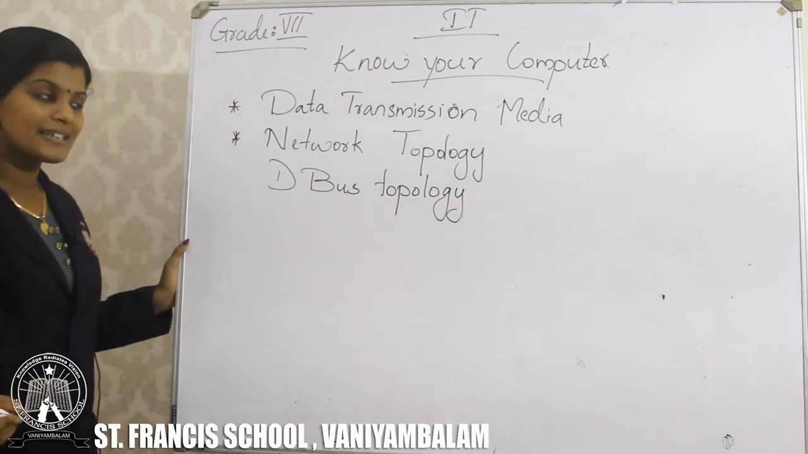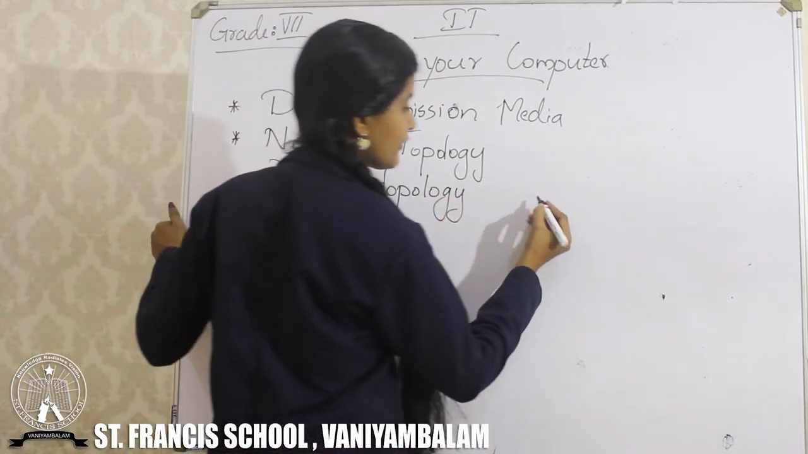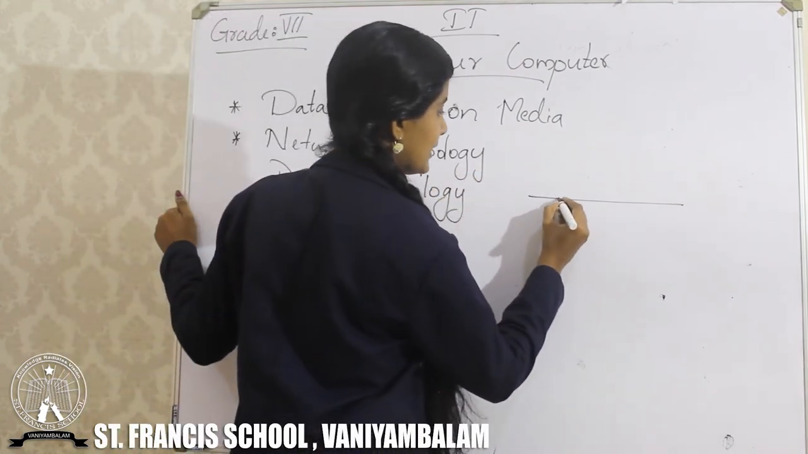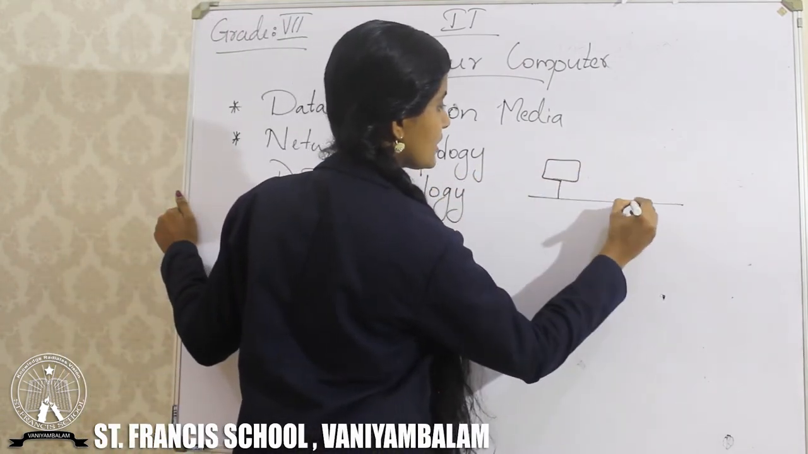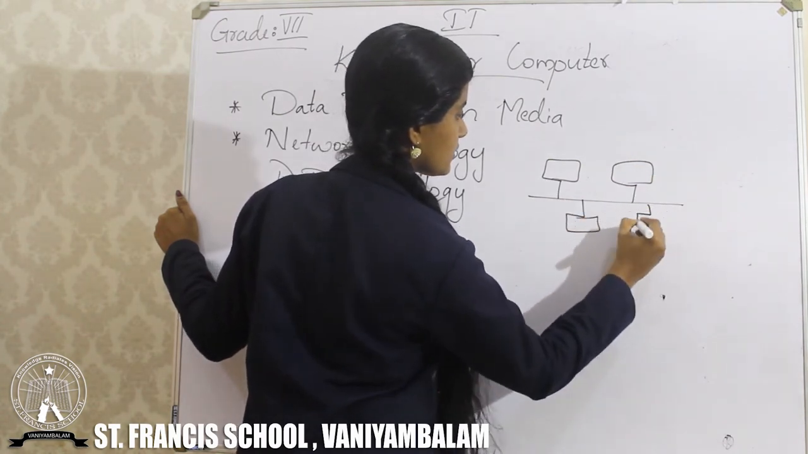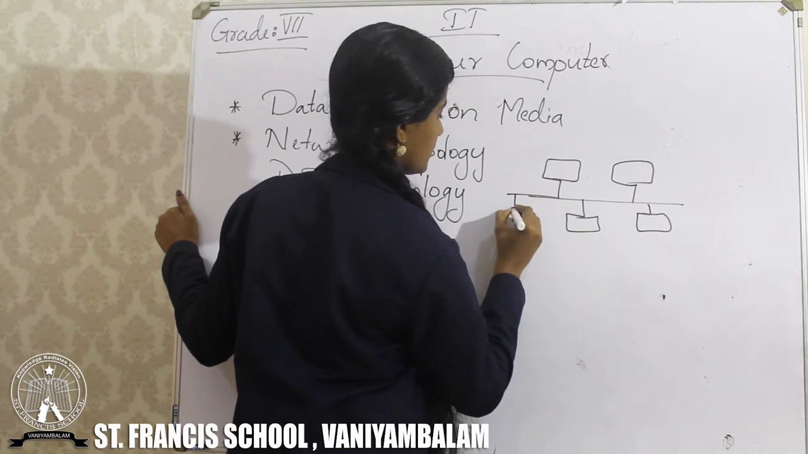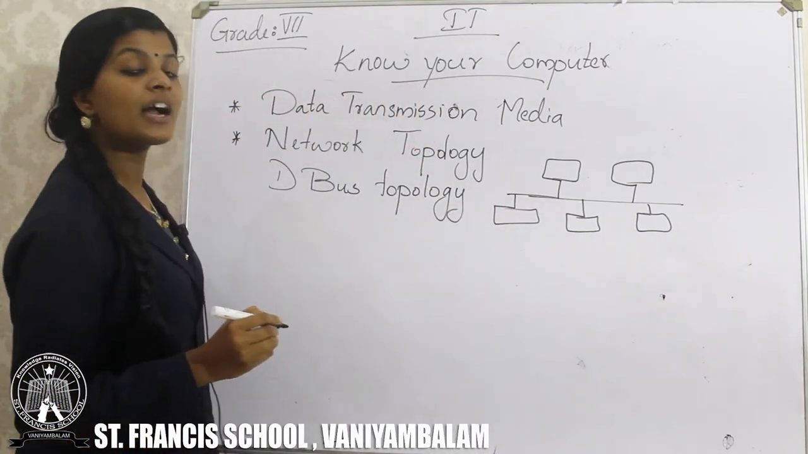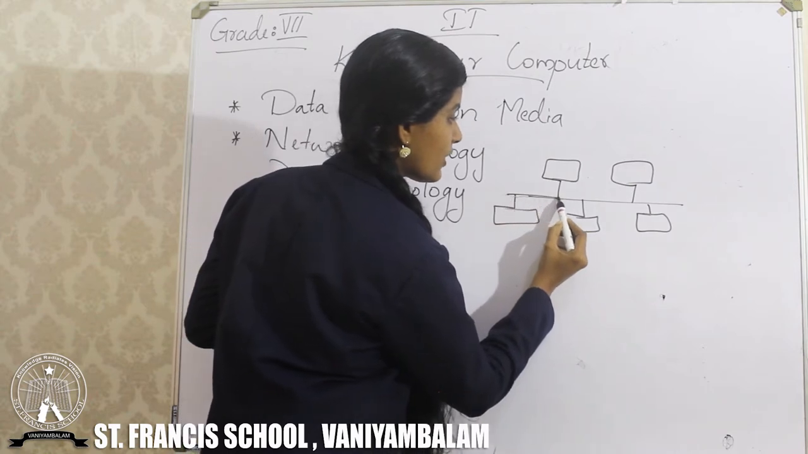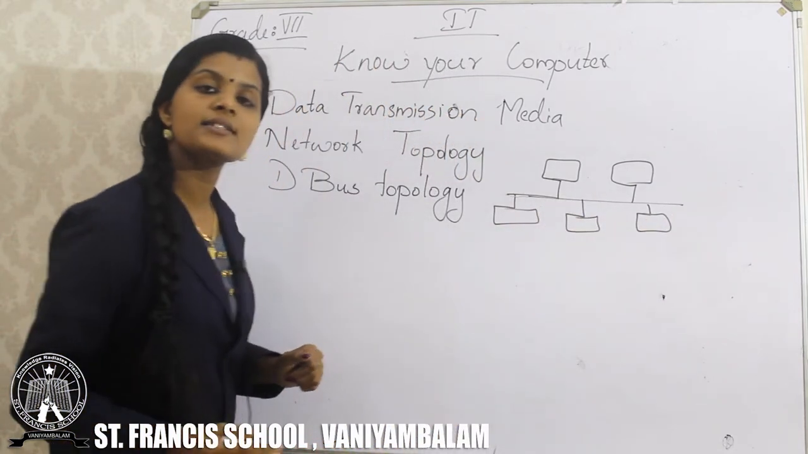The first one is bus topology. Just like the name itself, it's just like a bus. A straight cable will be there, and there we are having some computers. Just like that we are connecting. That means in the center one cable line is passing.